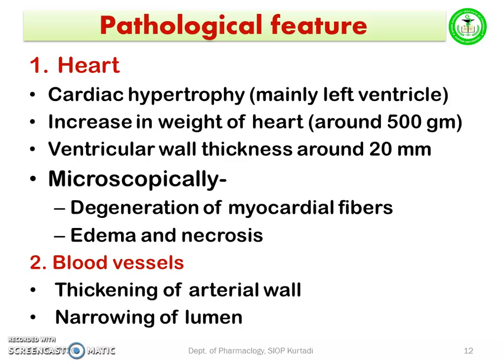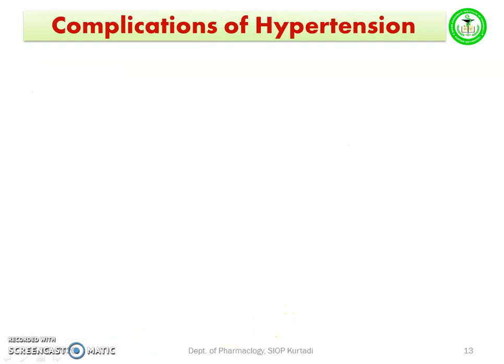Now, pathological features. Mainly, the pathological features are found in heart and blood vessel. In the heart, there is cardiac hypertrophy, mainly of the left ventricle, with increase in the weight of heart to around 500 grams, and ventricular wall thickness increases to around 20 mm. Microscopically, there is presence of degeneration of myocardial fibers as well as edema and necrosis. Meanwhile, the blood vessel shows thickening of arterial wall and narrowing of lumen.